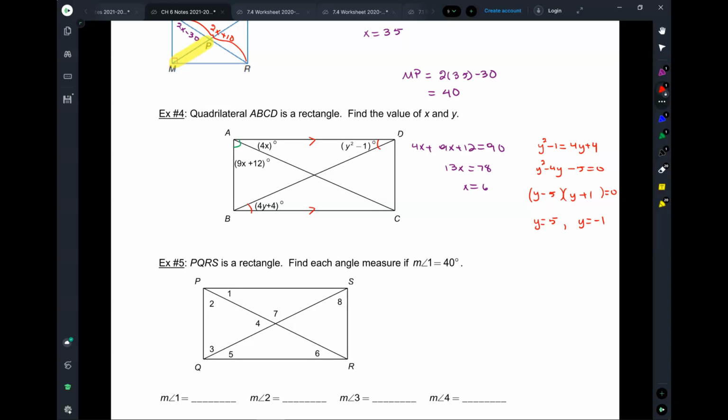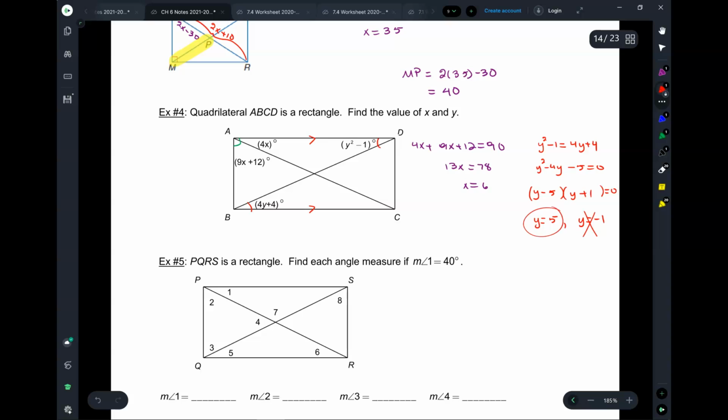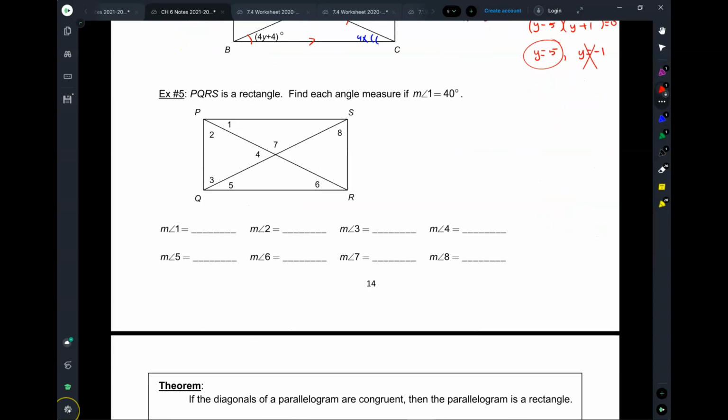Okay, yeah. Why is it plus 1? So you want two numbers that multiply to negative 5. So that's negative 5 times 1. And then they need to add to negative 4. Oh, I did it the opposite way. I subtracted y squared as 1. But do you see? Yeah. Okay, awesome.